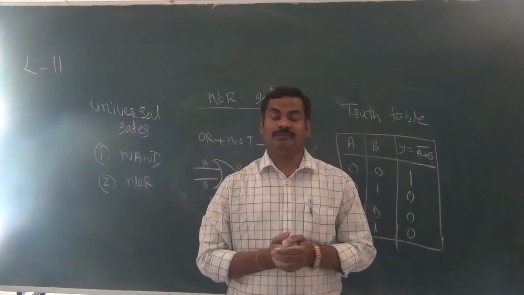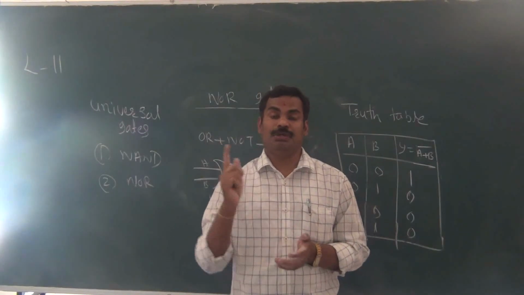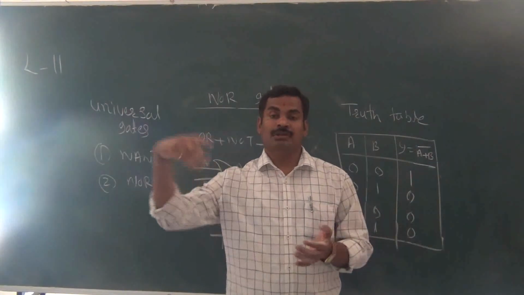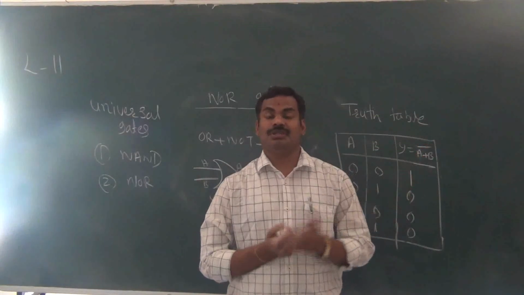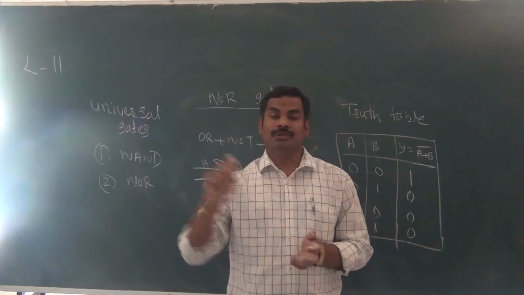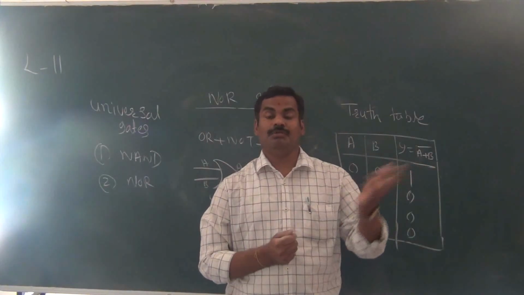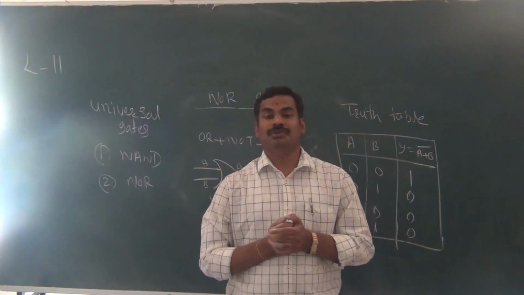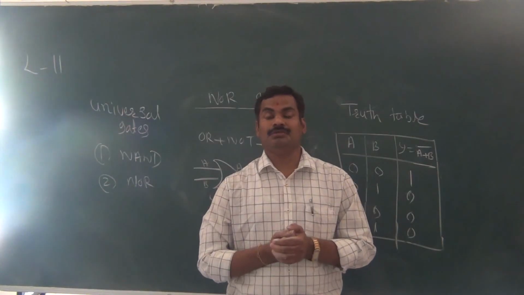Finally, the NAND gate and NOR gate are universal gates, because by using the NAND gate you can construct other gates, and also by using the NOR gate you can construct other gates. That is called universal gates. NAND is nothing but the complement of AND, and NOR is nothing but the complement of OR. This is about today's class, and maybe you are completing the semiconductor electronics.